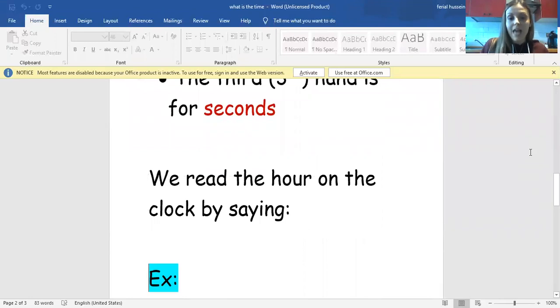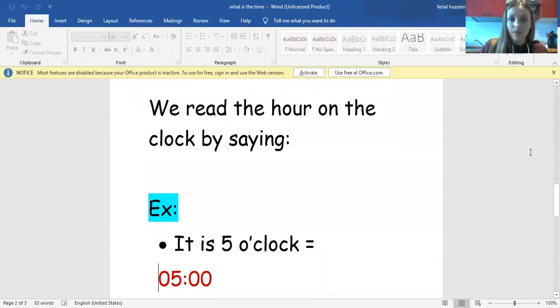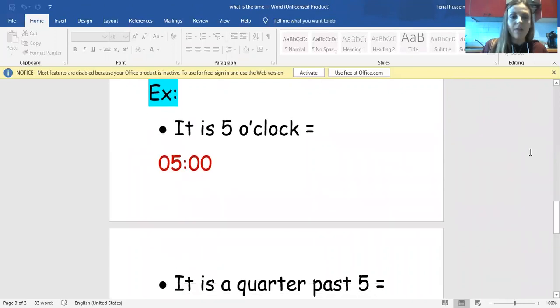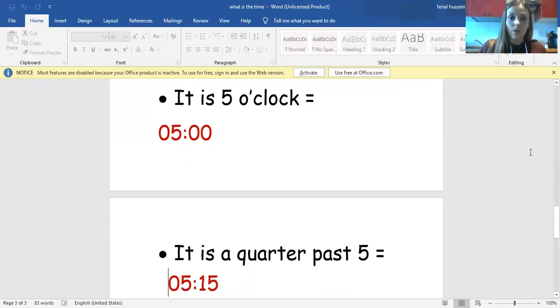We read the hour on the clock by saying, this is an example, okay? It is 5 o'clock. If we want to write it, we write 05, 2 dots, 00. So it is 5 o'clock. Now I want you to say it. Okay, let's go on to the next one.